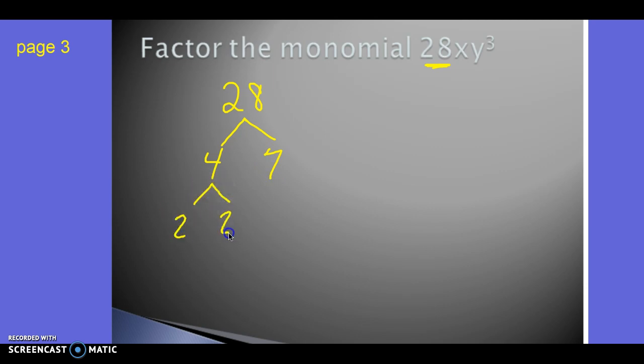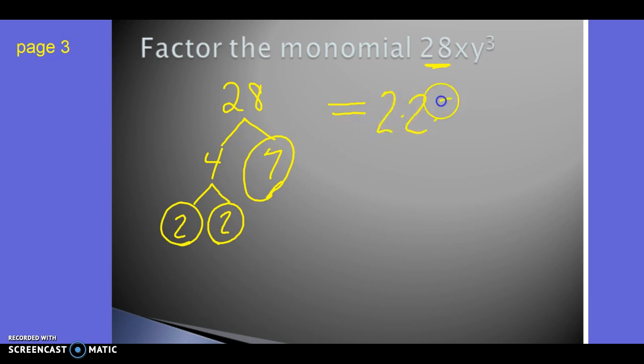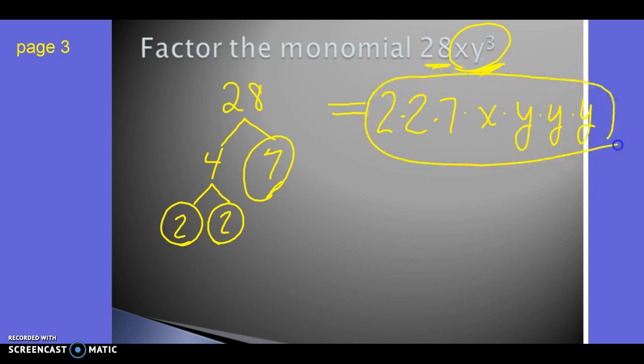4 is 2 times 2. Now that I have 2 prime numbers, I can stop. 7 is a prime number, so I can stop. So the prime factorization is 2 times 2 times 7. So what do we do with these letters? Well, all we're going to do is expand them. I have 1x, so I write that down once. Y cubed means I have 3 y's, so I just put y times y times y. And then I'm done, and that's how you factor a monomial.